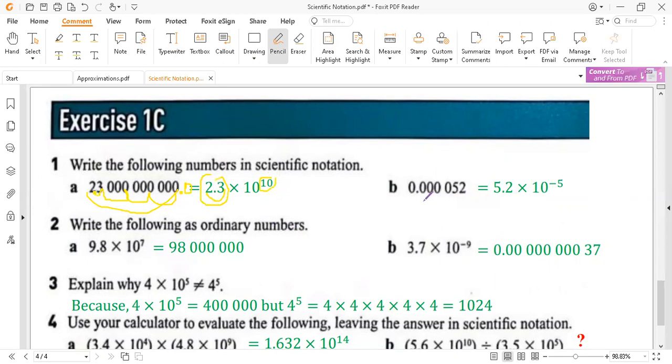In the second example, we have a very small decimal number with a decimal point. We want to move the decimal point to put it between the first significant figure and the second one, giving 5.2, a number between 1 and 10. Going back from this one to the original decimal point, we move 5 places to the left. So the power is -5. The scientific notation of this number is 5.2 times 10 exponent -5.